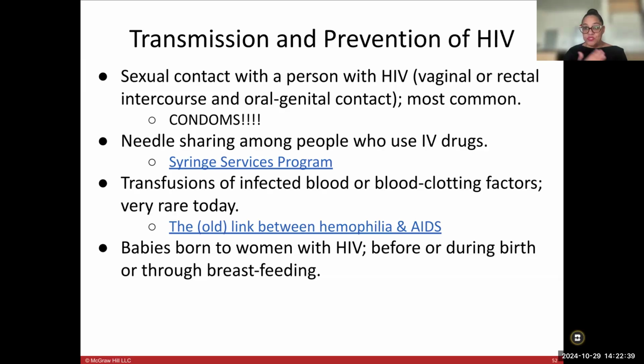But it used to be in the 80s a link between hemophilia and AIDS, before people realized how both of those diseases worked. And then babies born to women with HIV before or during birth, or even through breastfeeding. The one body fluid it's not found in is saliva. So kissing doesn't do it.